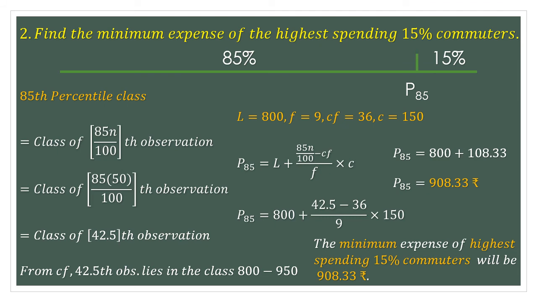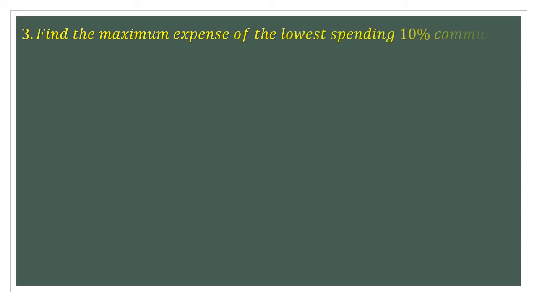Moving on to the last sub question of the illustration. Third one, find the maximum expense of the lowest spending 10% commuters. Now here the commuters are the lowest spending. Lowest means the line will be drawn on the left side of the data line, something like this. And we are calculating the 10% commuters, so lowest 10% will be 10% from the left side. So the remaining values are 90%.